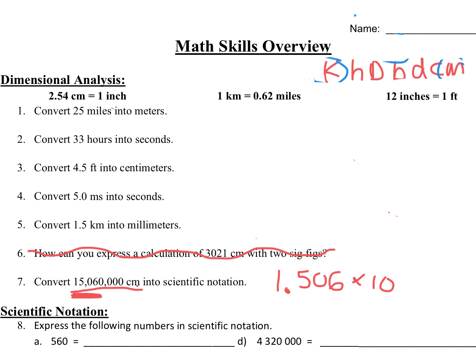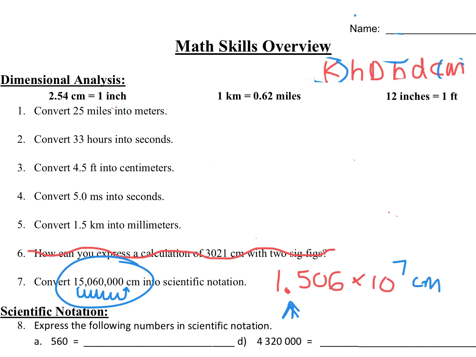And the thing is, I need to figure out how many decimal places I need to move this decimal point so that it would go back to the original number. So if my decimal point's here, I got to go past the 5. 1, 2, 3, 4, 5, 6, 7. So I need to move my decimal place 7 places to get it back from here to what this number used to be. So since I had to move it 7 places to get it back, I would put this as 1.506 times 10 to the 7th centimeters.